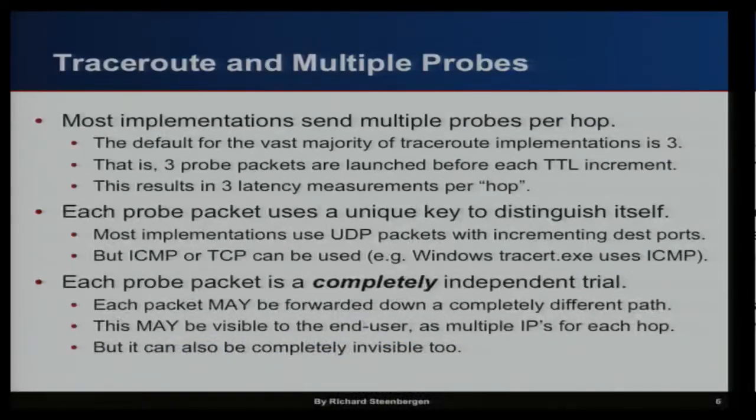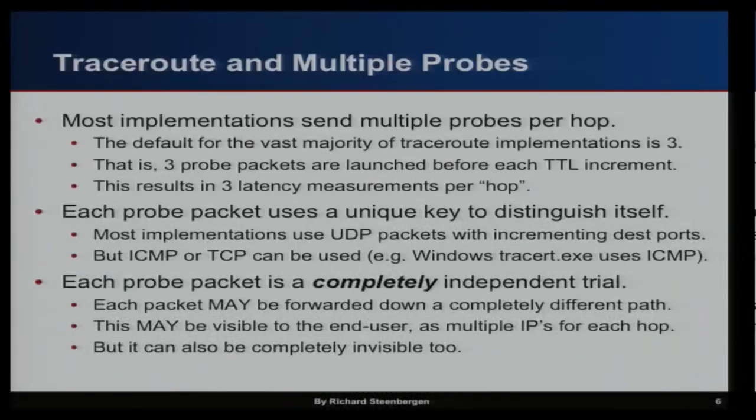So, like I said before, Traceroute's doing multiple probes per hop. The vast majority, it's going to be 3. What that is, 3 independent probes. So in packet 1 that goes all the way through, TTL gets decremented, hits 0, gets dropped, returns the result, and then it sends another packet, and does this 3 times before it increments the TTL. And each probe packet uses a unique key to distinguish itself.